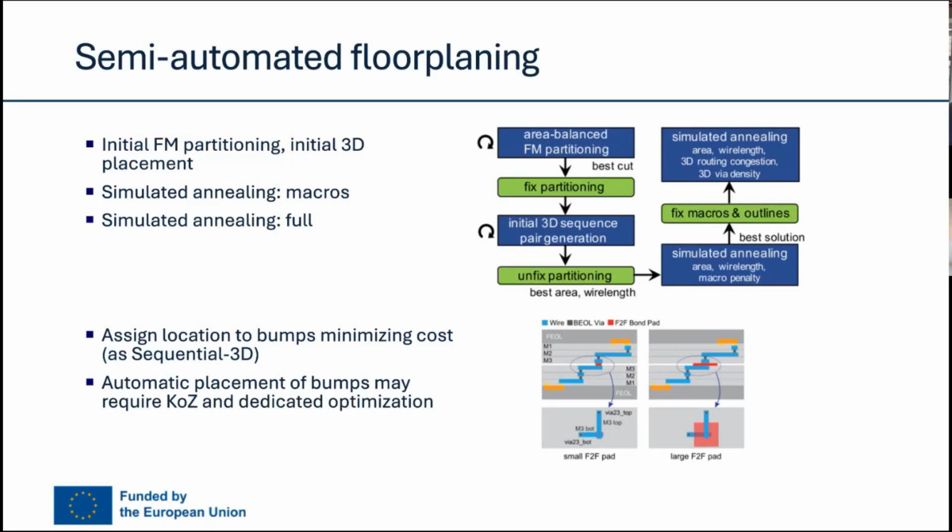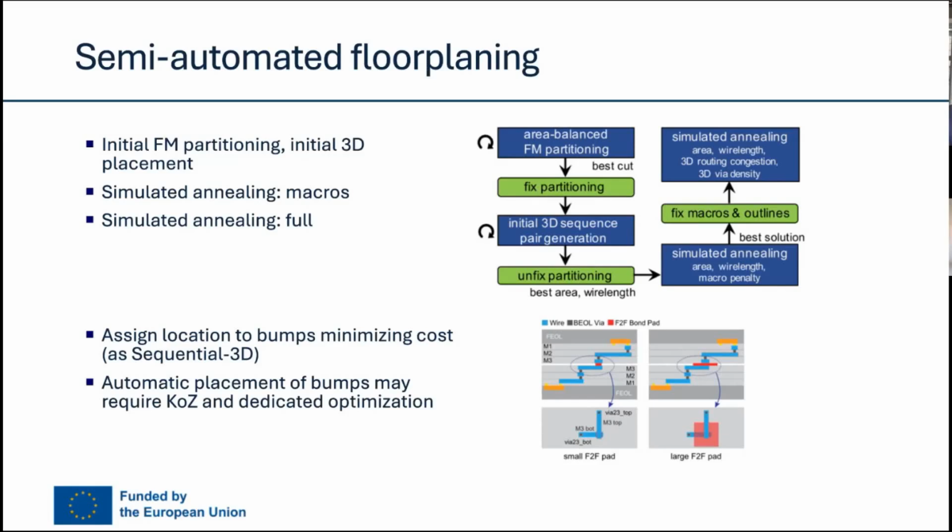After doing that, we will unfix the partitioning, and then we will start a simulated annealing approach, where we try to improve the location of the elements and the macro. After this initial simulated annealing approach, we will fix the macros and the outlines, and then we will continue with another simulated annealing, where we try to determine the complete location of the elements.